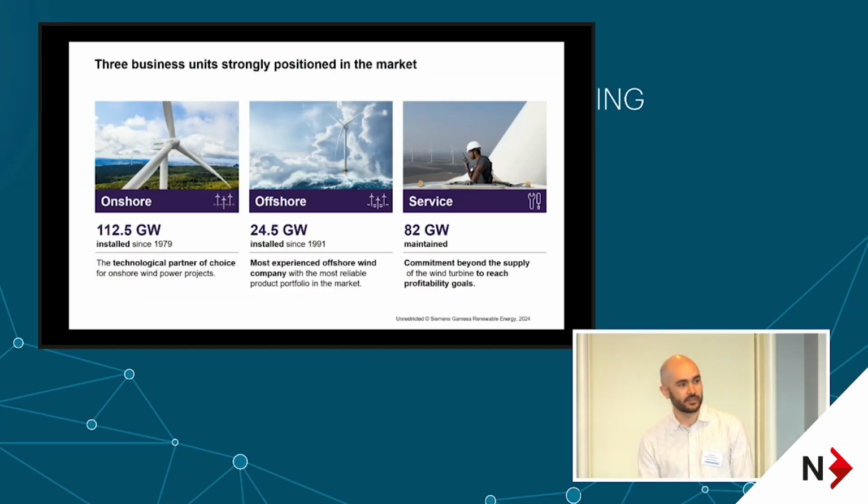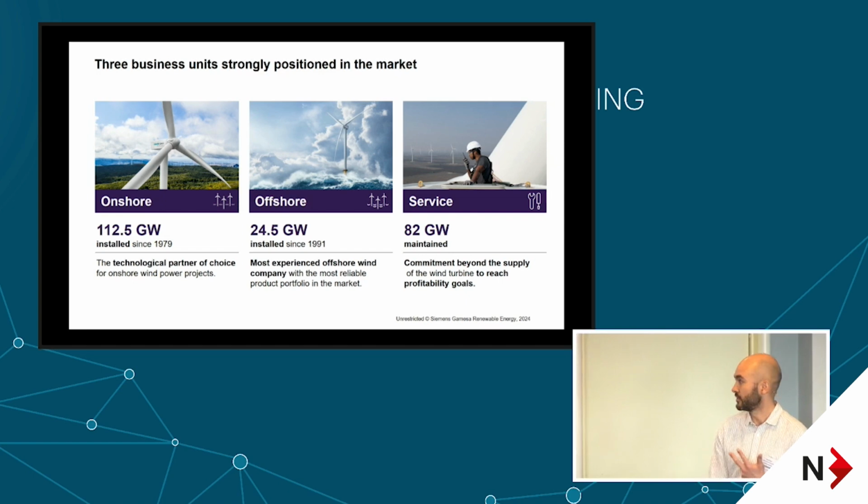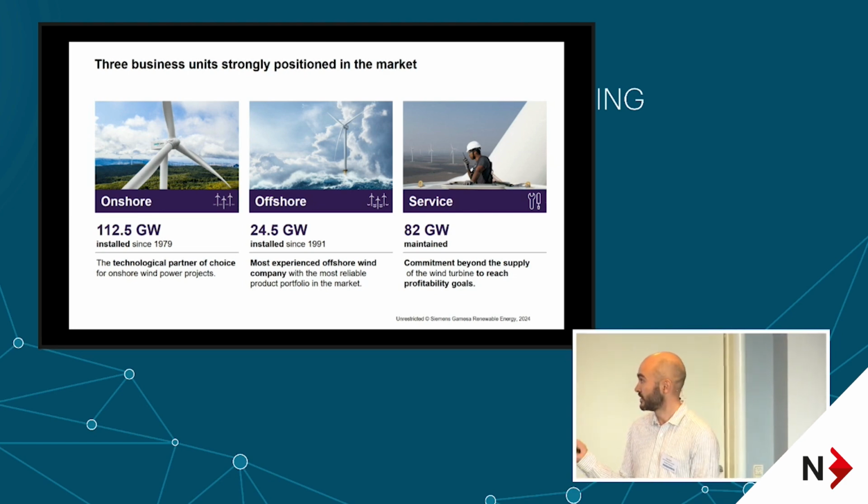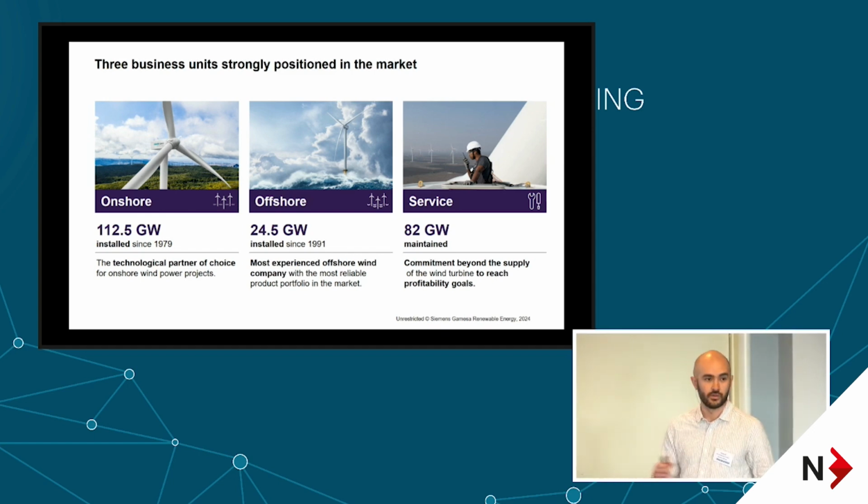Our business consists of three main business units. We design the wind farm, and we manufacture and install onshore wind turbines and offshore wind turbines. And then finally, we also service the turbines, not only our own, but we also service other manufacturers as well. So that's the last and third business unit.